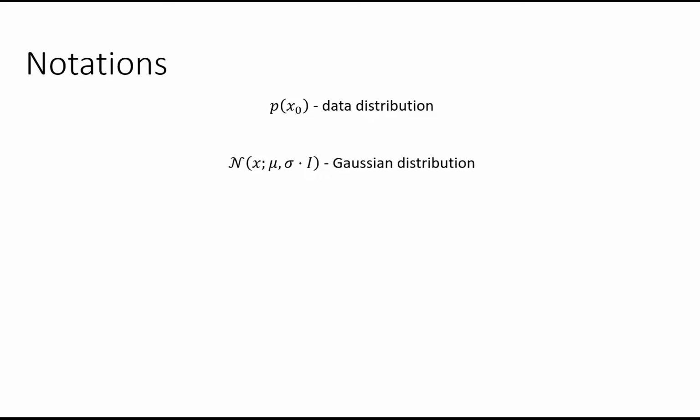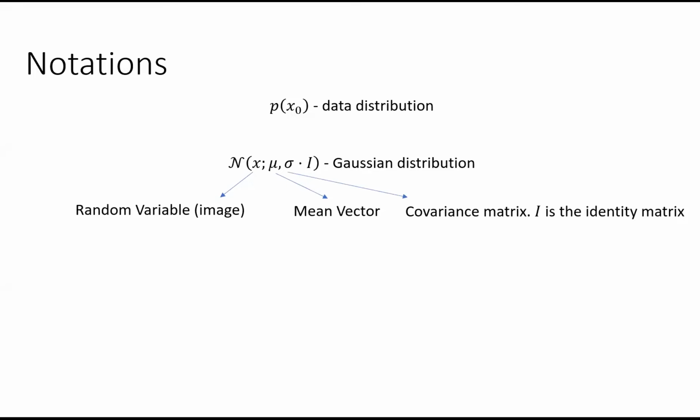Okay, and then a Gaussian distribution is represented by this N, like a normal distribution, and that distribution is always of a random variable. In this case the random variable is X, mu is a mean vector, and then we have the covariance matrix or a standard deviation. In this case, it's the identity matrix, and the variance is constant for all the random variables. So X is an n-dimensional vector, which means you can take an image, flatten it, and make one vector. That's like an X there.